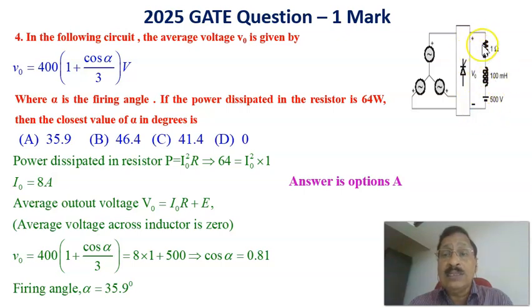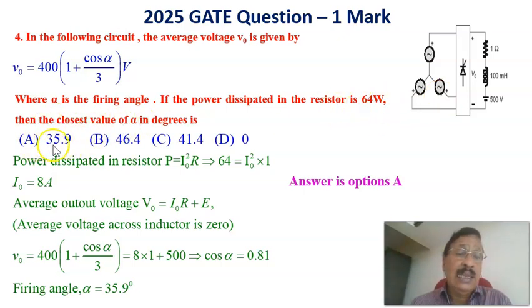The average voltage available across the load is given by 400 into 1 plus cos alpha divided by 3, where alpha is the firing angle of this converter. If the power dissipated in the resistor is 64 watts, what should be the closest value of the firing angle?